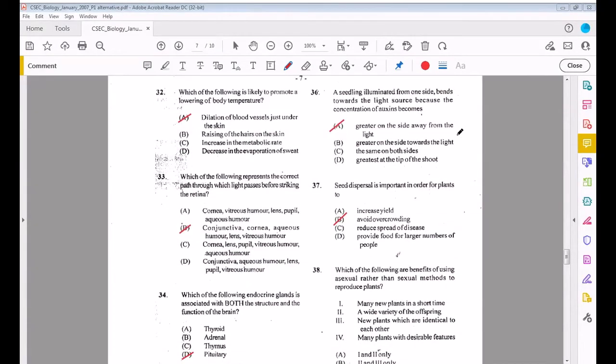32. Which of the following is likely to promote a lowering of body temperature? The answer is A. Dilation of blood vessels just under the skin. 33. Which of the following represents the correct path through which light passes before striking the retina?